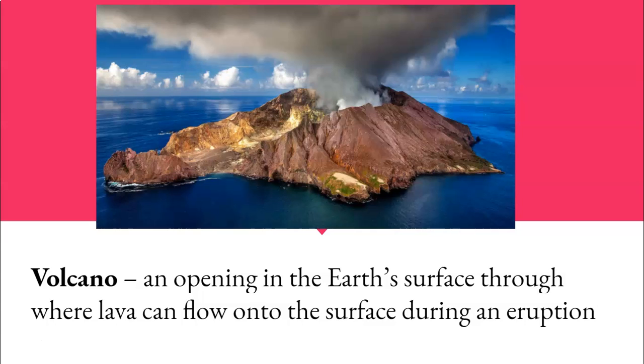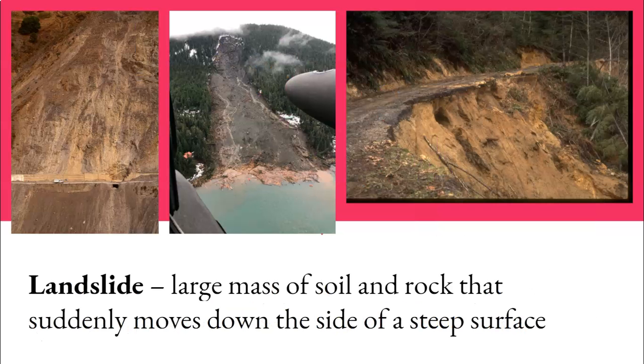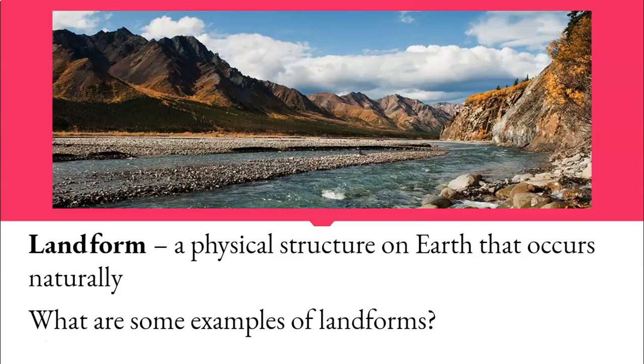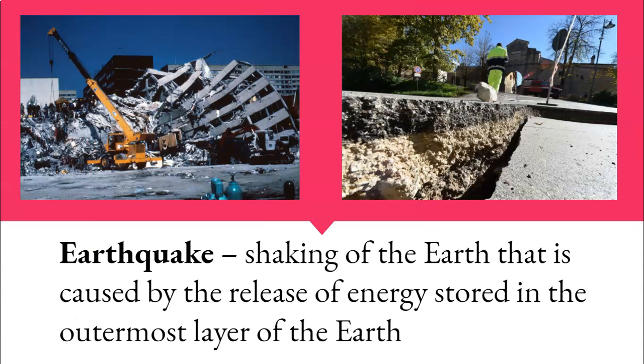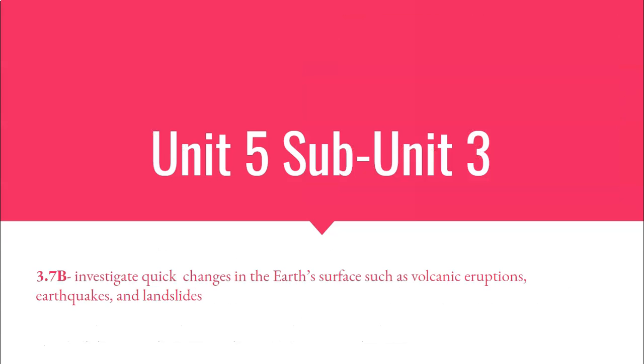And that is it. So we had volcano, model, landslide, landform, geologist, erupt, earthquake. Okay, so those are our vocabulary words. And remember, guys, the unit that we're studying is how events like volcano eruptions, earthquakes, and landslides change the Earth's surface.